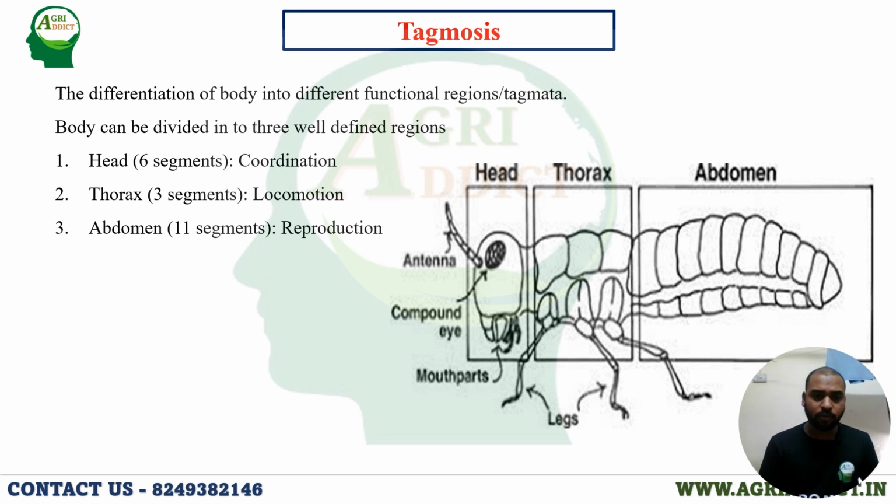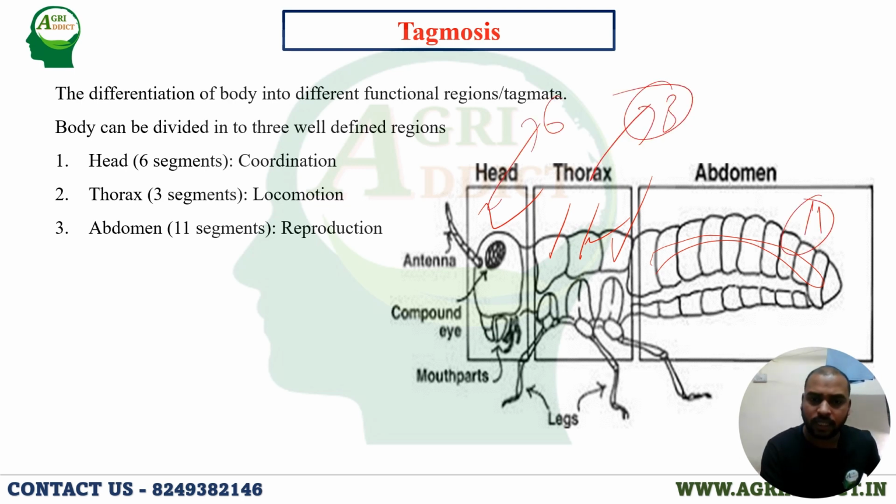So this is tagmosis. I have told you tagmosis, the initial part, that is a process of separating or dividing the insect body into three different parts: the head, thorax, and abdomen. So here you see the head. This is the thorax, meaning prothorax, mesothorax, and metathorax, and there are 11 segments in the abdomen. There are 3 segments in the thorax, and there are 6 segments in the head. So this is the process of tagmosis, separating the insect body into three different parts.